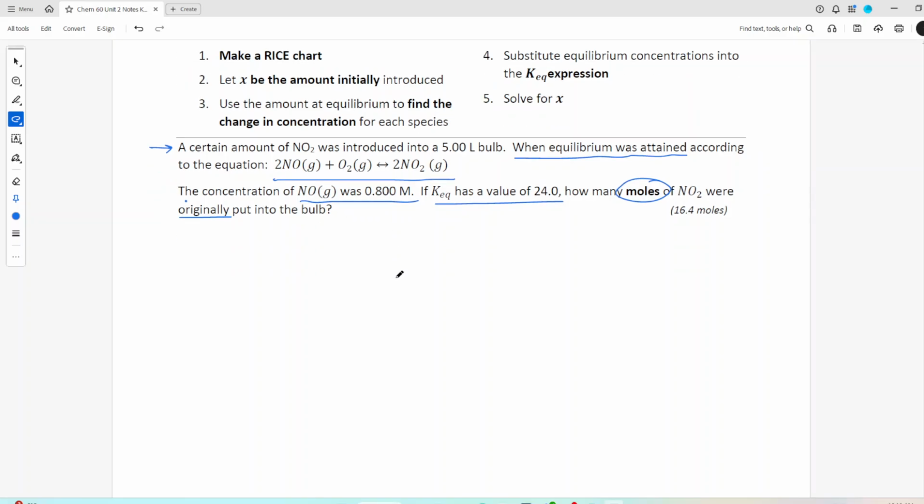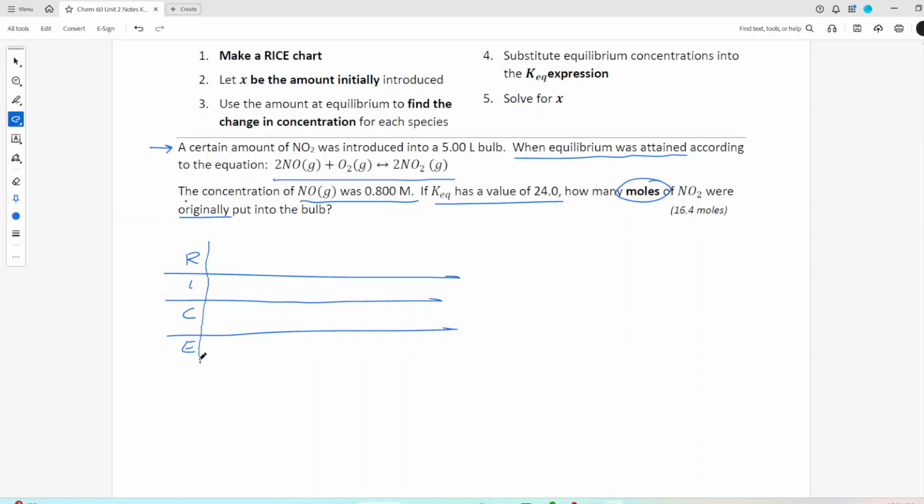So what we're going to start with is a RICE chart. Anytime you're talking about initial and equilibrium, we make a RICE chart. So we're going to go R, I, C, E. And then my reaction is 2NO and an O2 forms 2NO2.